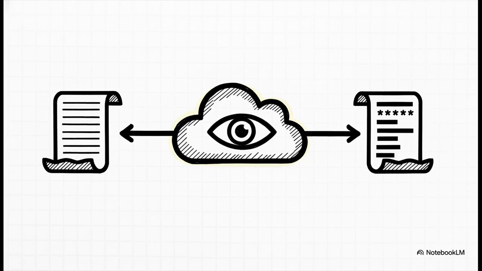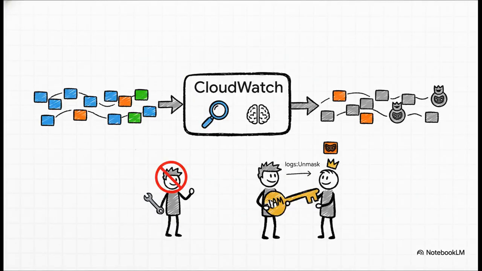Well, the good news is AWS has a powerful managed service designed for this exact problem. The solution is CloudWatch Logs Data Protection. And here's where the magic happens. It automatically detects and masks sensitive data as it's ingested. This means your developers can still debug the logs without ever seeing raw PII.